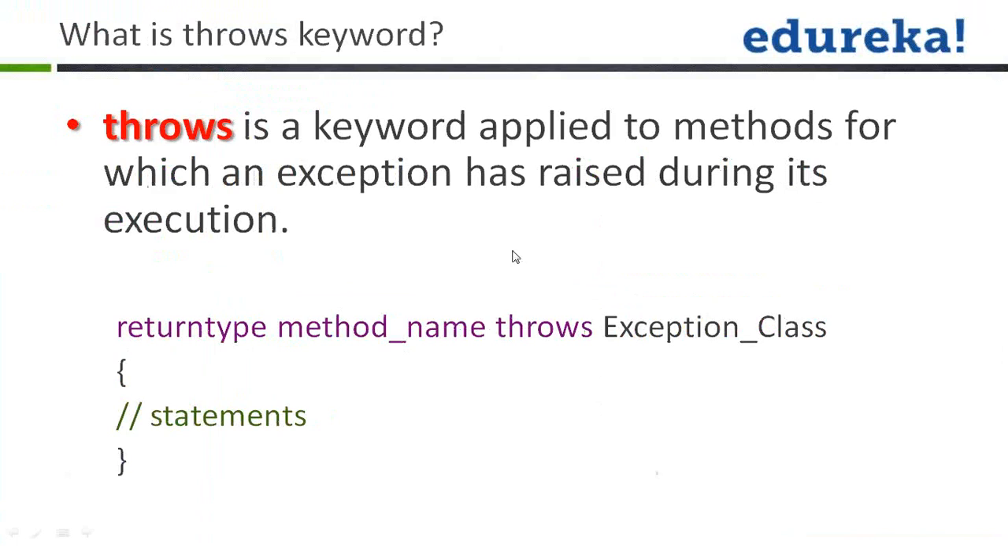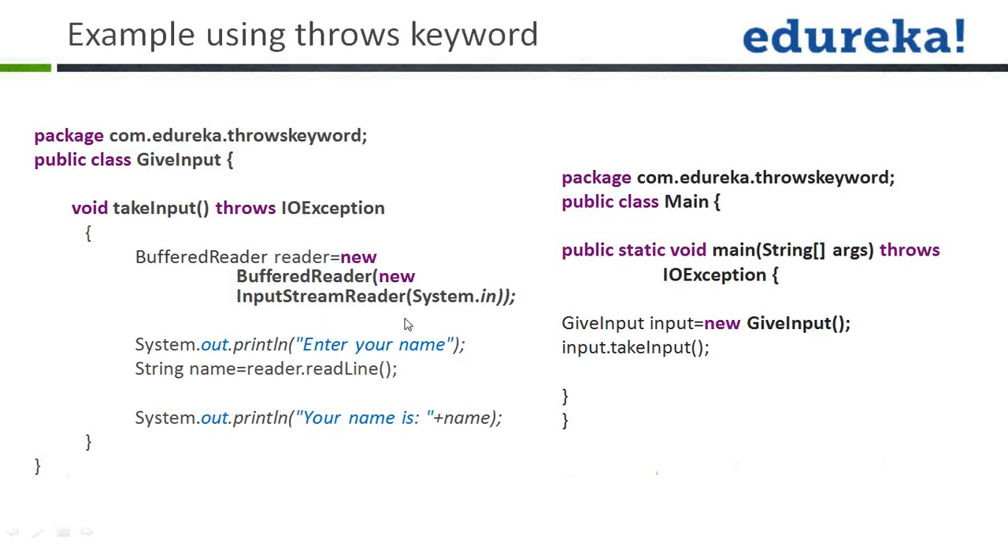Now we come to the throws keyword. Throws is a keyword applied to methods for which an exception may be raised during their execution. Like you have the return type, you have the method name, this method throws an exception, that is the exception class. You mention the exception class itself. You do it with methods in which there is a chance of an exception being raised. So you can just use the throws keyword and mention that exception class so that it could be handled. Okay, now how to use it?